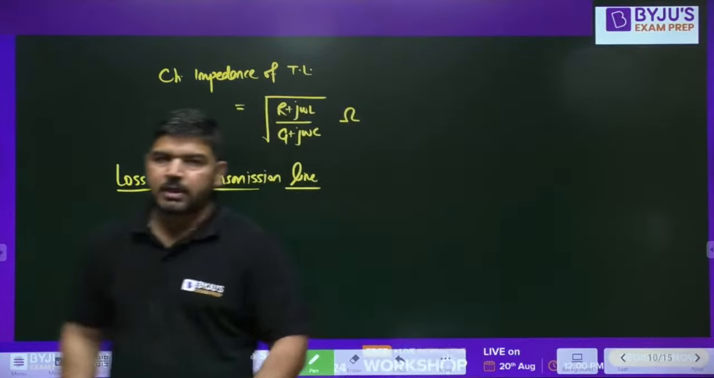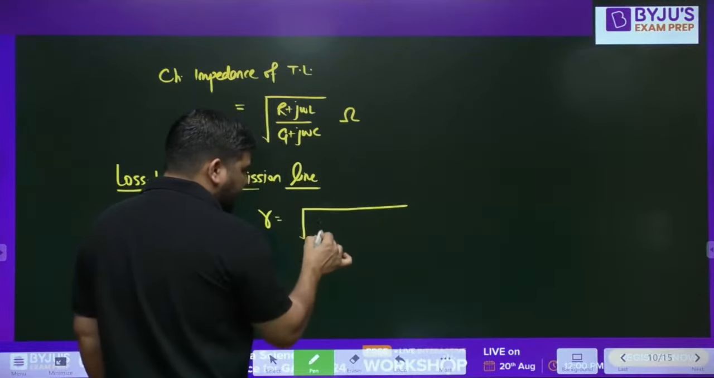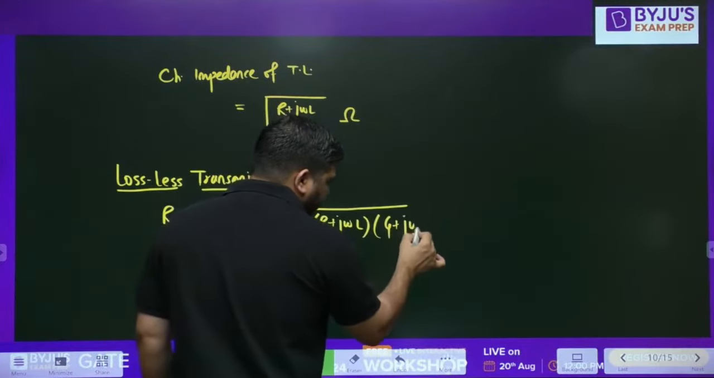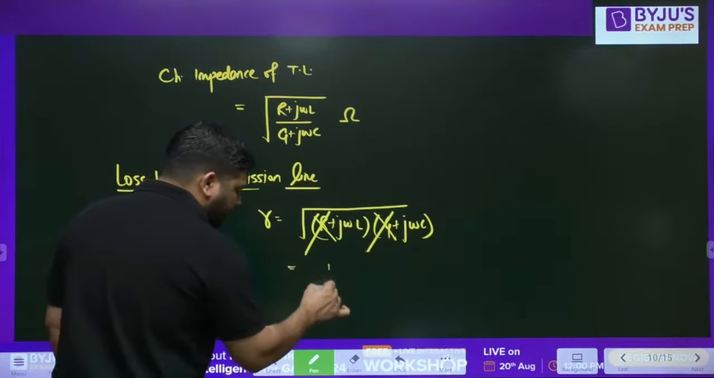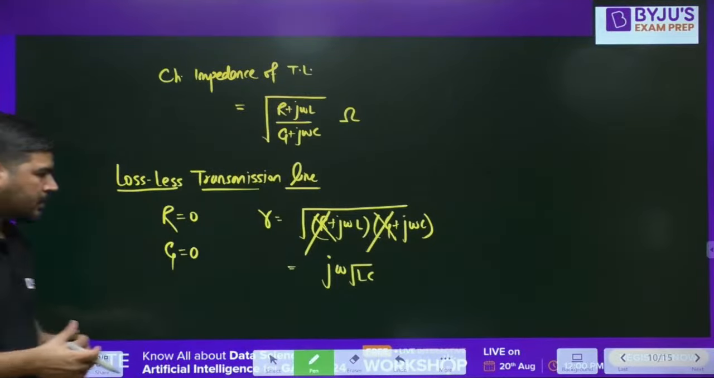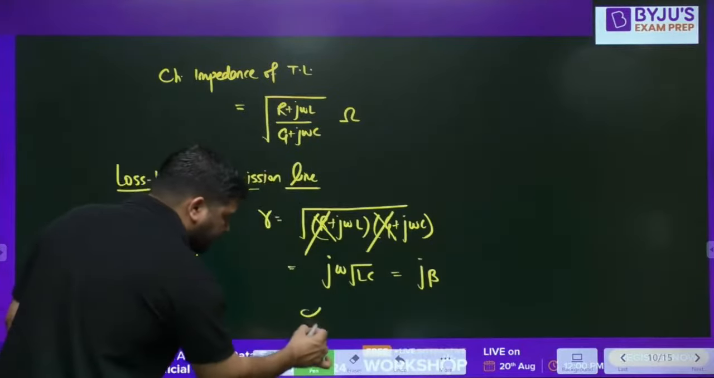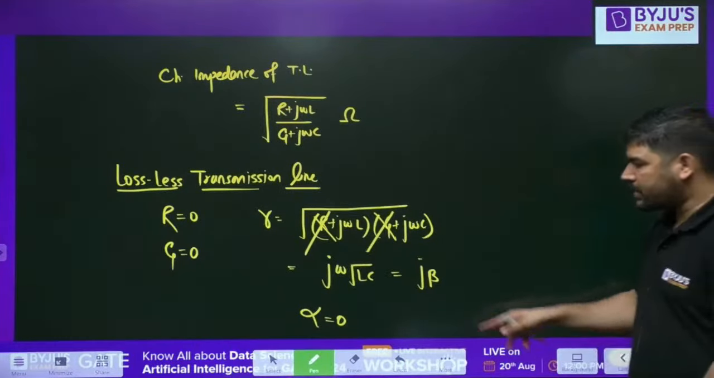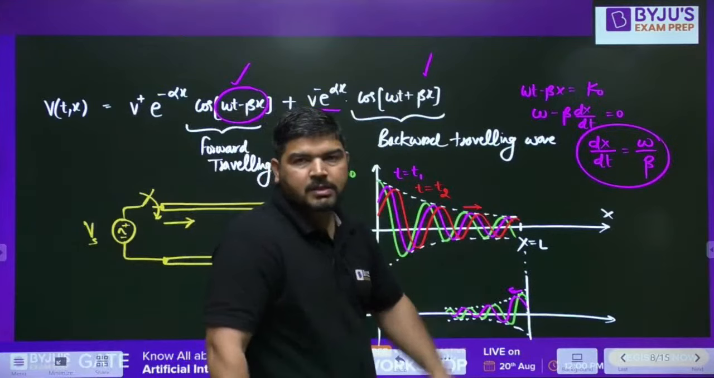If you take R equal to 0, G equal to 0, then gamma, what is the propagation constant? It will be root of (R plus J omega L)(G plus J omega C). Now you can see that R is 0, G is 0. So it will be purely imaginary, J omega root LC. So it is equal to J beta only. It means alpha is 0. So there is no attenuation on the lossless transmission line. On a lossless transmission line, the wave will not attenuate.